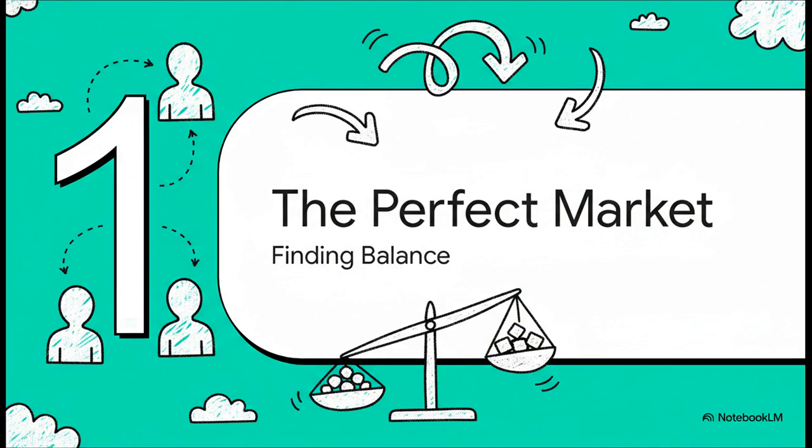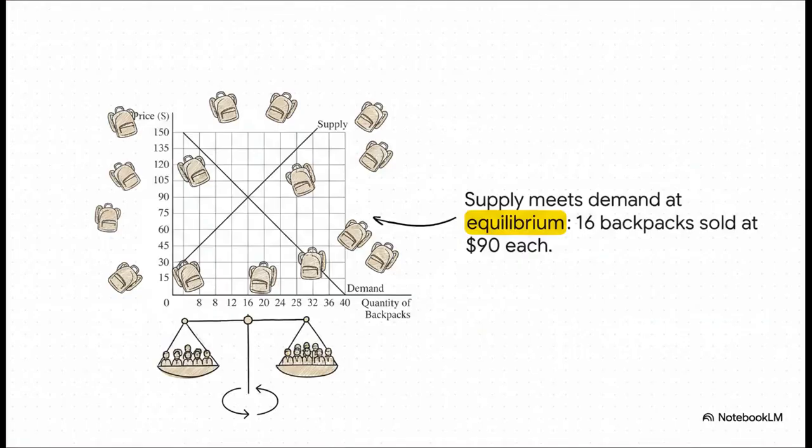You know, a perfectly competitive market where buyers and sellers can just do their thing. This is our starting point, our ideal world scenario. See, right there, where those two lines cross, that is the sweet spot. It's called equilibrium. In our backpack market, that happens at a price of $90. And at that exact price, 16 backpacks are sold. Every single person who wants a backpack at that price gets one, and every seller who wants to sell at that price finds a buyer. It's, well, a perfect balance.